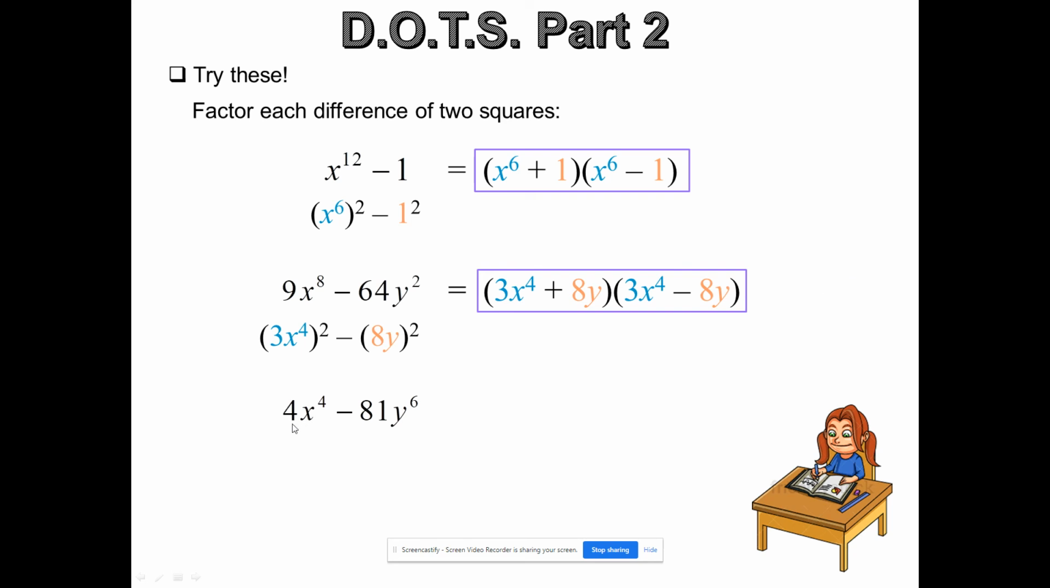Okay, last one. So 2 times 2 makes 4, and x squared times x squared makes x to the 4th. So I got 2x squared. And then 9 times 9 is going to give me 81, and y cubed times y cubed. So I have 2x squared, and I have 9y to the third. So 2x squared plus 9y cubed, 2x squared minus 9y cubed.